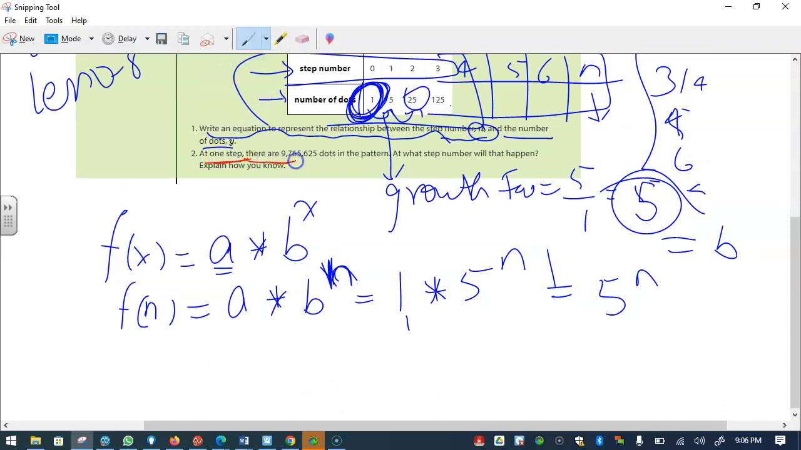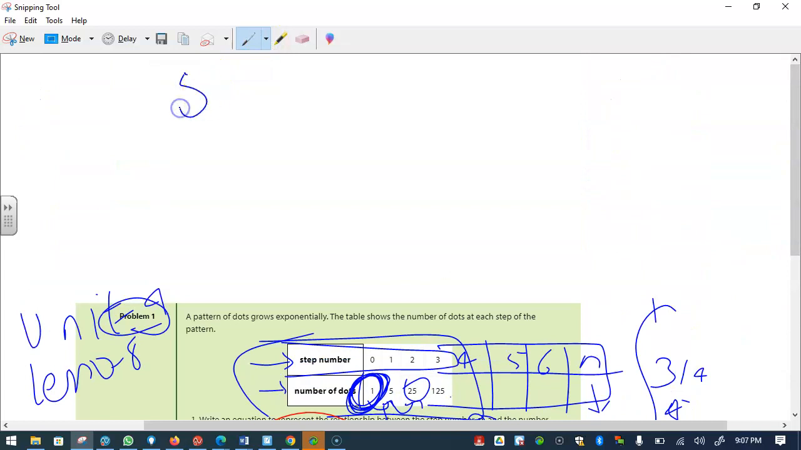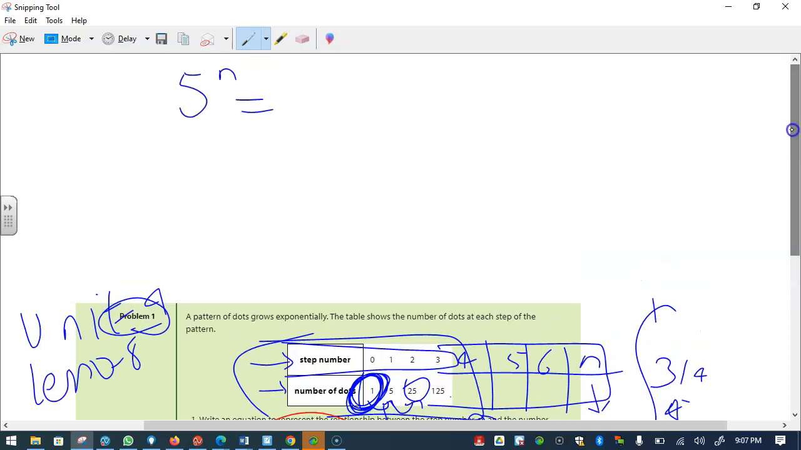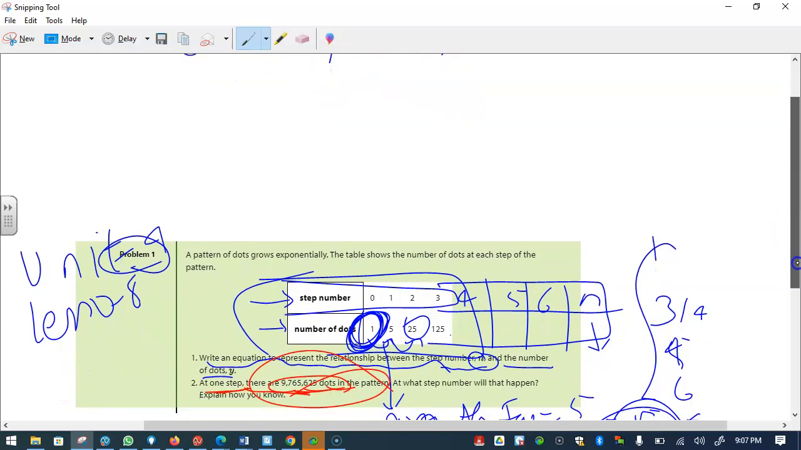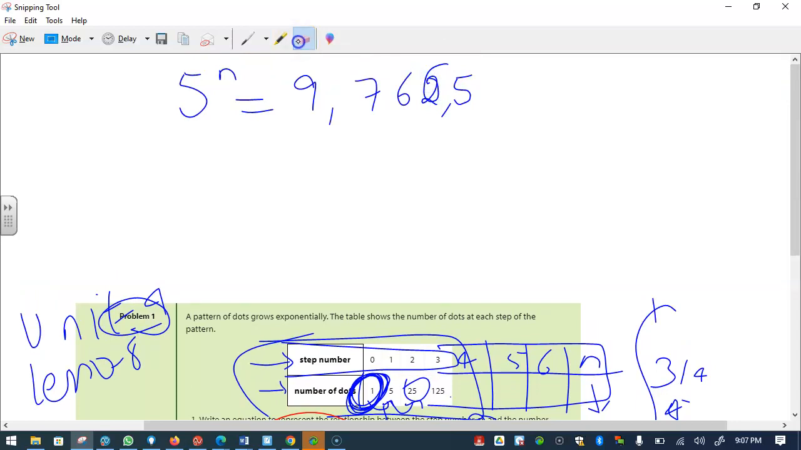The question is, if you go on multiplying by 5, how many fives do we multiply to get 9,765,625? That's what they say, right? Each student will try to do it in a different way. So let me write here. Basically, you want to know when 5 raised to n gives you 9,765,625.